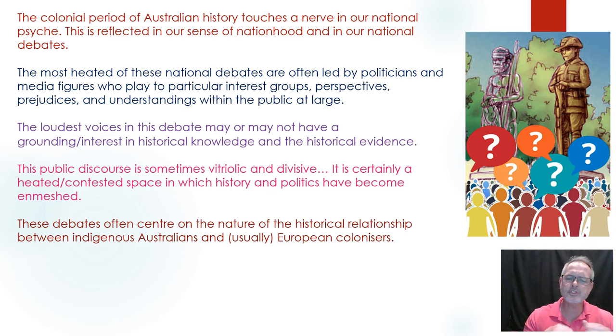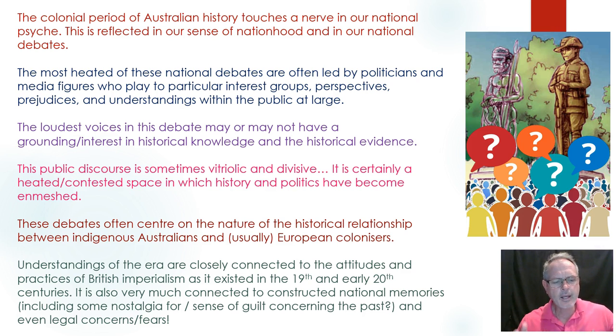The debates often centre around the nature of the historical relationship between Indigenous Australians, the Aboriginal people of Australia, the first people of Australia, the language we choose again matters, and usually European colonists. However, there were people who arrived during the colonial period of Australian history from areas such as China who worked in our gold fields, and there was conflict there as well. The understandings of this era that we're studying in this unit are really closely connected to the practices of British imperialism, so the ideas you've developed in our previous unit apply here.